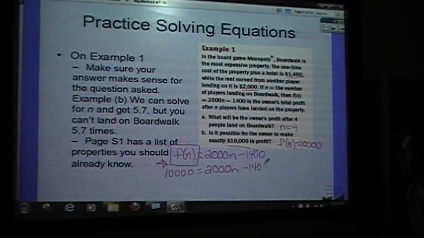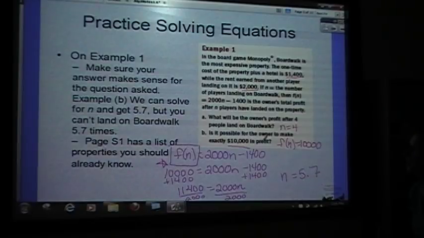What do you do first? I want to get n by itself, so I move the 1,400. How do I get rid of a negative 1,400? I add it to both sides. I now have $11,400 equals 2,000n. Get n by itself, divide both sides by 2,000, and I get n equals 5.7.